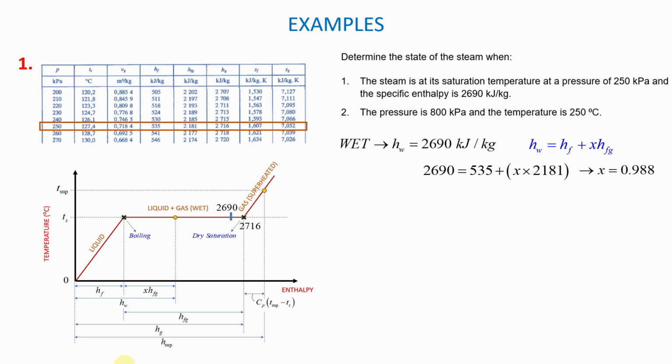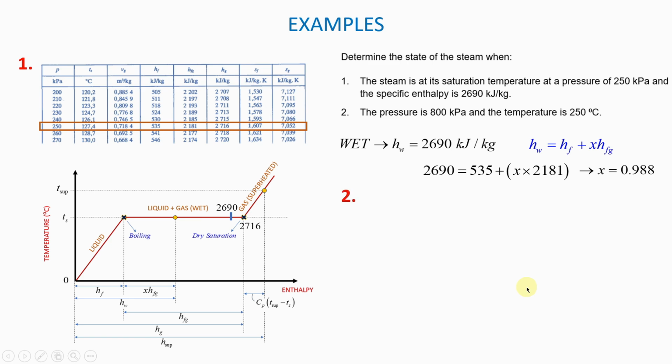So the dryness fraction of the steam is 0.988, and the state of the steam here is wet, because as you can see, its specific enthalpy is just slightly smaller than dry saturation for that pressure and that saturation temperature. Okay, very important.